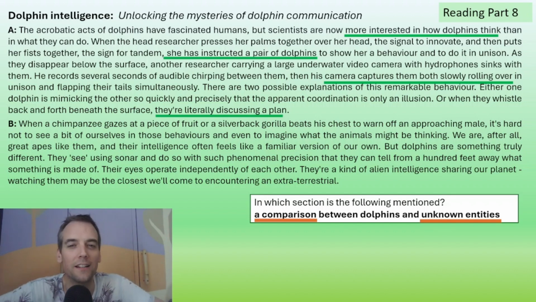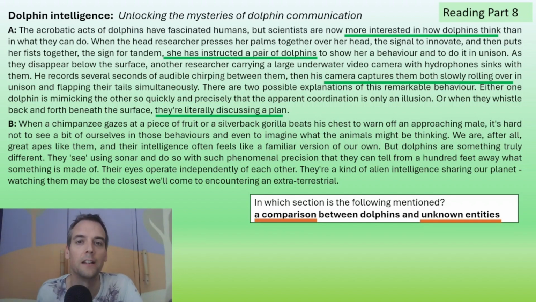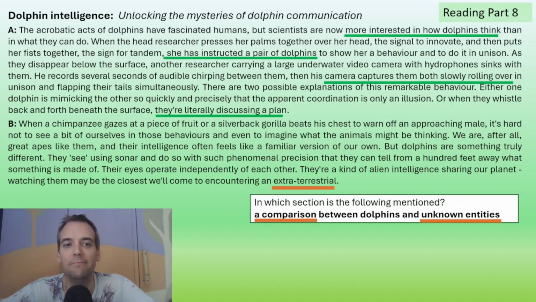Is it in A or B? Scan these texts until you find something that fits this idea of unknown entities, unknown creatures, things. It wasn't in A, was it? Because we read it and we got these key ideas and there's nothing about unknown entities. But in B, right at the end, we talk about extraterrestrials, aliens. They are unknown entities. And we're saying that they're a kind of alien intelligence, and it's the closest we get to it. So we're comparing them to aliens, saying we don't have aliens, but we have something similar, dolphins. So the answer to that is B.